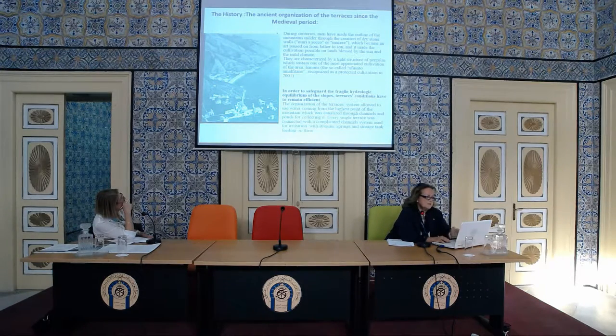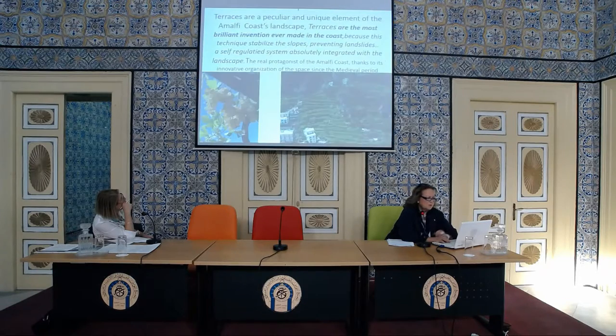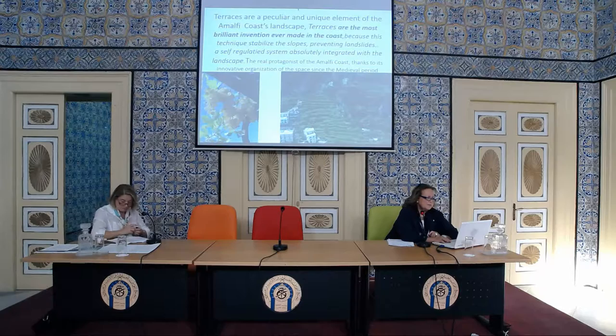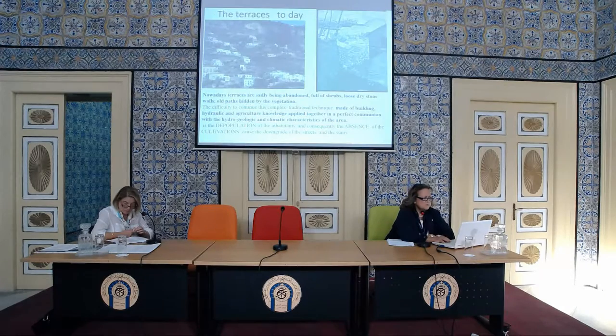The ancient organization of the terrace began in the medieval period. These terraces are a peculiar and unique element of the Amalfi Coast. Terraces are the most brilliant invention ever made on the coast because this technique stabilizes the slopes, preventing landslides, a self-regulated system absolutely integrated with the landscape. The real protagonist of the Amalfi Coast, thanks to its innovative organization of the space since the medieval period.